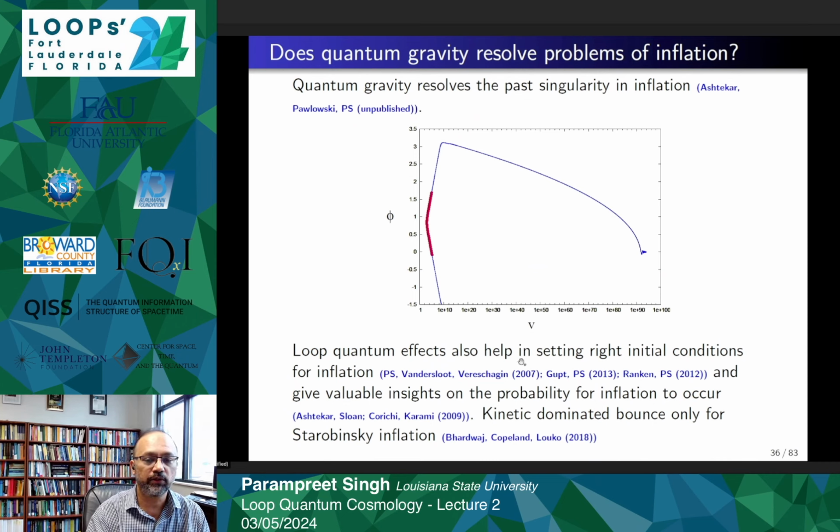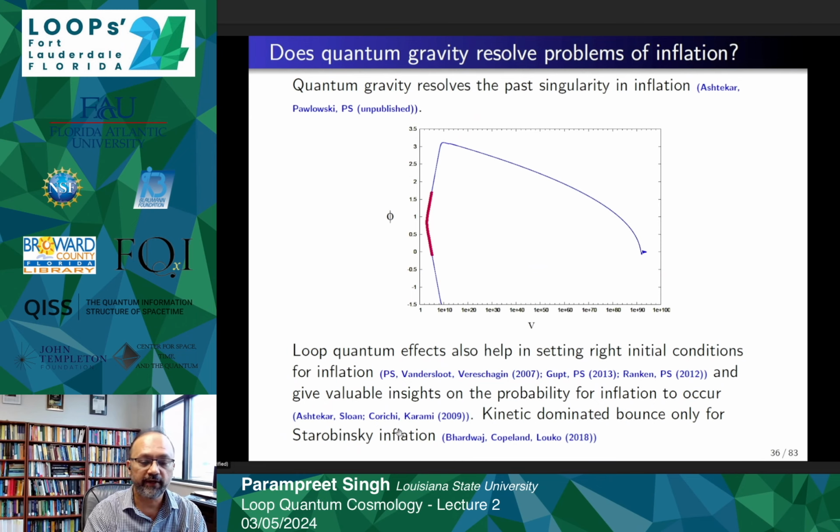First, it was shown that loop quantum gravity effects lead to attractors in the theory. If you start from a bounce for arbitrary potentials, then after the bounce, inflation is very generic. Inflation is very naturally there. The probability of inflation to occur is extremely high, as was shown by Ashtekar and Sloan and Corichi and Karami, thanks to these attractors which naturally form after the bounce.